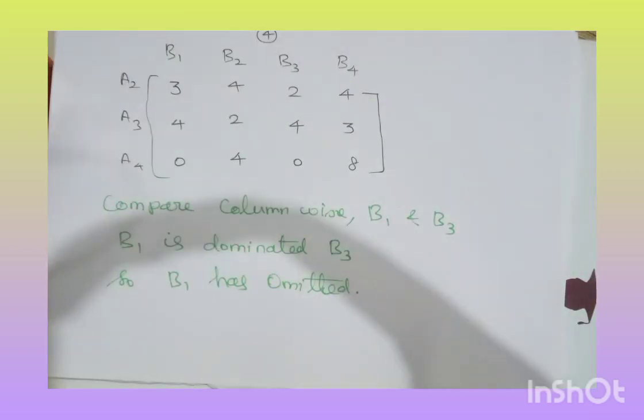After eliminating A1, row side there are three rows only: A2, A3, A4. Keep B1, B2, B3 and B4 as they are. Column wise there is no change, only row wise. Compare column wise B1 and B3. The very first value is 3, in B3 it is 2, so B1 is largest. Then 4 and 4 are equal, so B1 remains largest. Last value 0 and 0, B1 remains the largest. B1 has maximum values compared to B3, so B1 is eliminated.